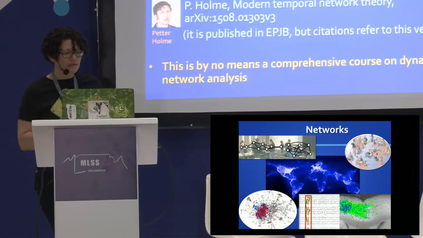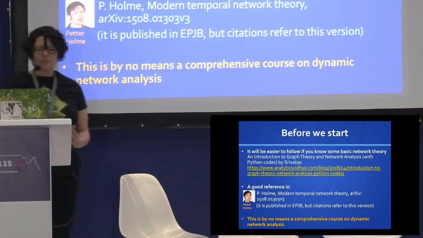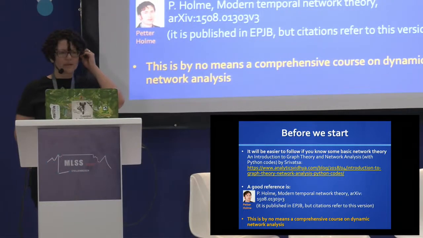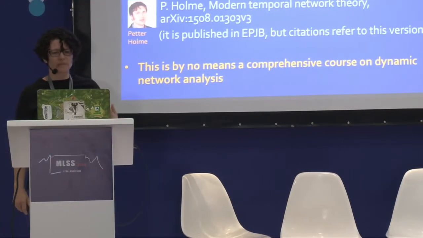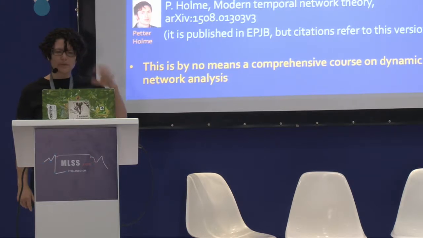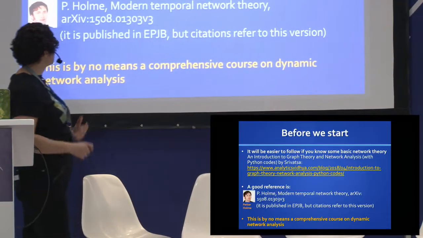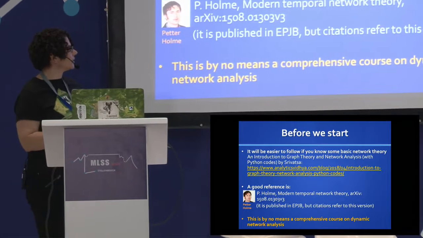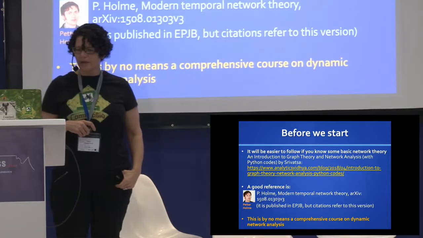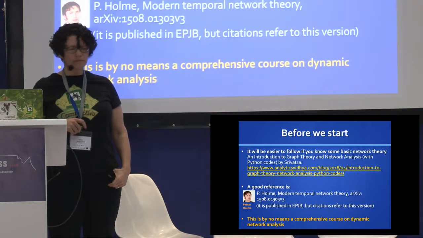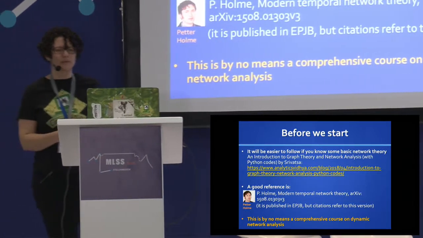So before we start, due to the number of raised hands, it will be easy to follow if you know some basic network terminology. I put a tutorial up for basic network analysis terminology, but we'll go very quickly through a couple of terms necessary to understand what's going on. In general, for dynamic networks, there is a great book by Petter Holme called Modern Temporal Network Theory, available as a free PDF download from arXiv. Also, full disclaimer: this is by no means intended as a comprehensive course on dynamic network analysis.